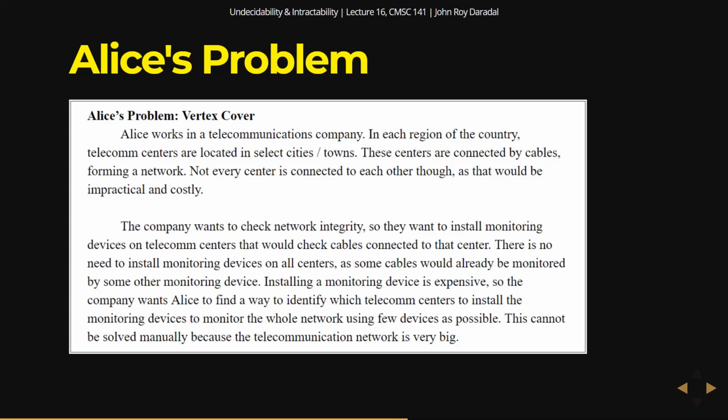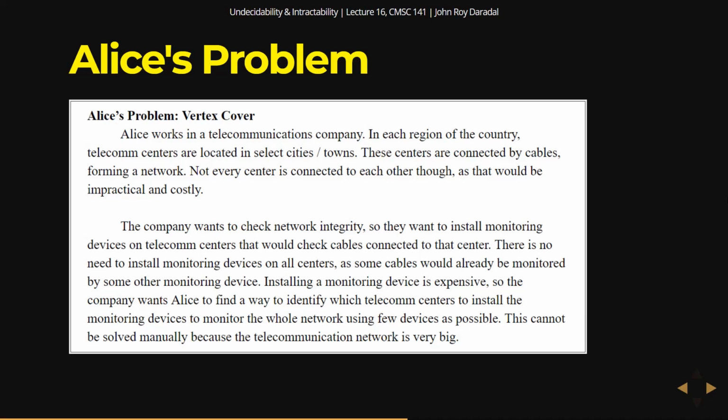Alice works in a telecommunications company, and in each region of the country, there are telecom centers located in select towns or cities. These centers are connected by cables, thereby forming a network. However, not every center is connected to each other, as it would be impractical and costly. So only some centers are connected.